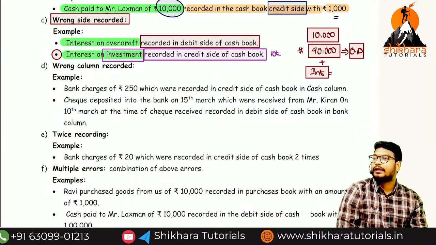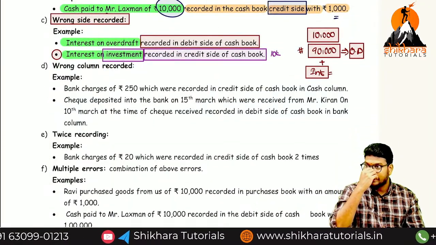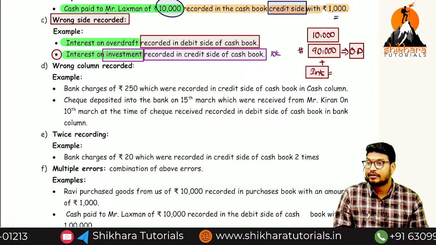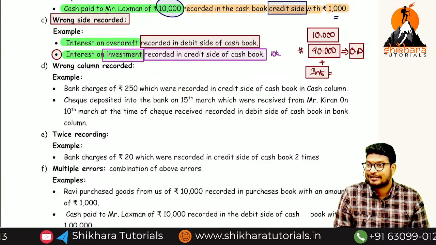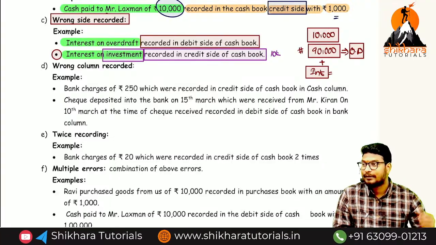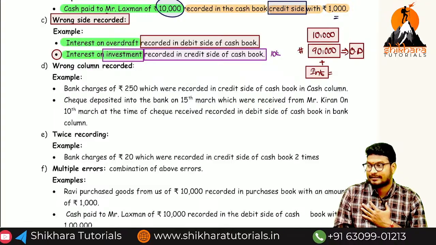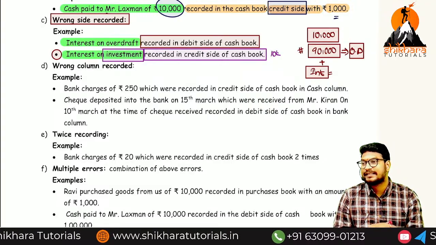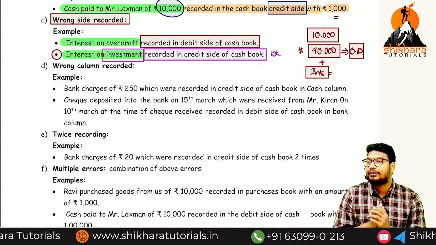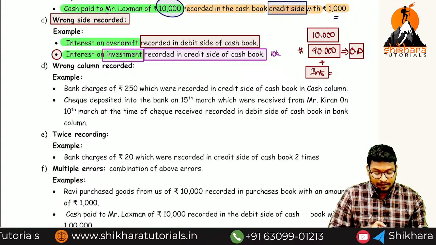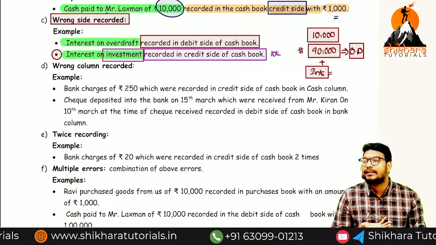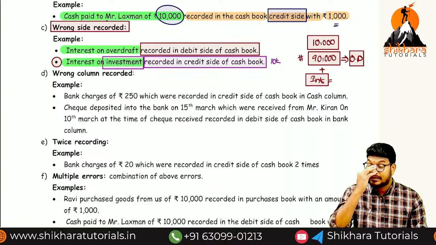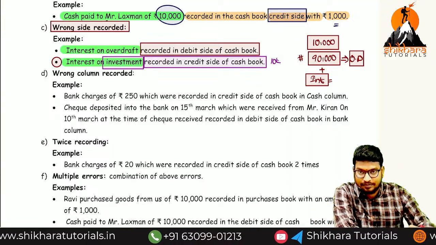wrong column recorded. Columns exist only in the case of the cash book, not in the passbook. Passbook is prepared by the banker, it is not prepared by us. So wrong column means the error happens only in the case of the cash book. Okay? From points C and D, these mistakes happen only in the case of the cash book.